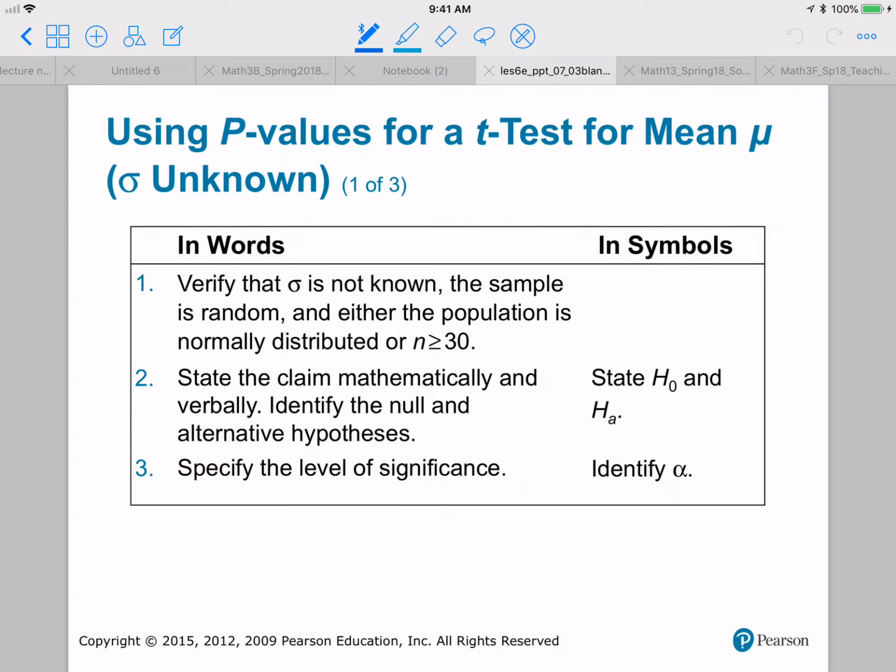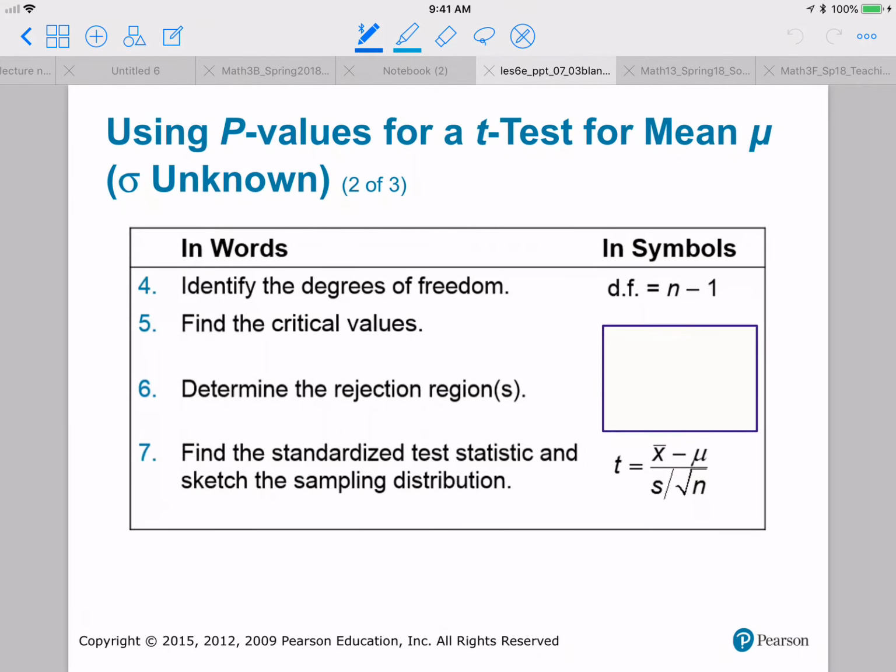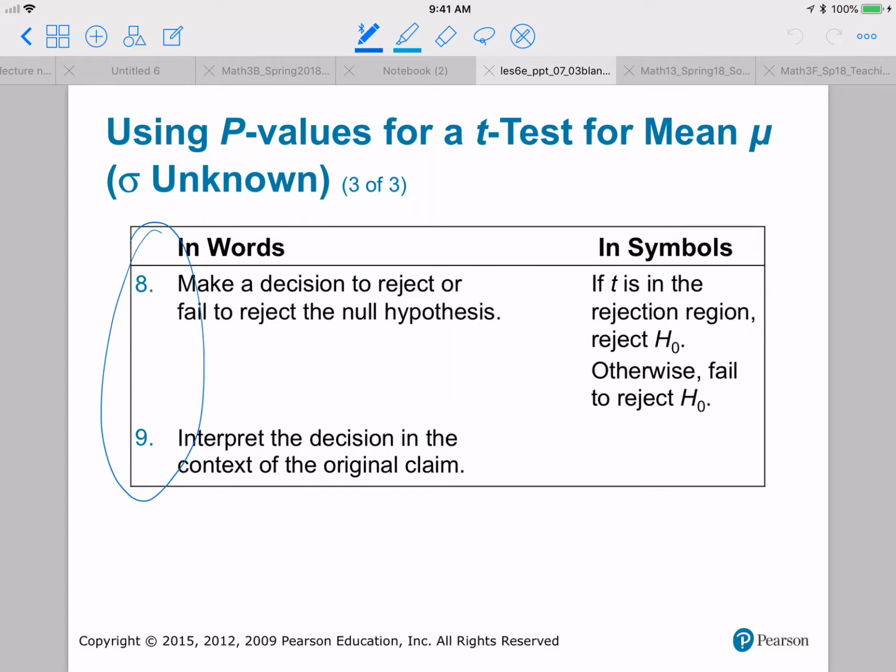Now, this is a synopsis of what I wrote before. Step 1 is to verify that you meet the requirements that you need to meet to perform the t-test. Step 2 is to get the null and alternative hypotheses. Step 3 is to identify alpha. Then step 4, where I combined steps like 4 and 5 before. And then the last two: make a decision, and then interpret the decision in the context of the original claim. All right, so we're ready. Let's do this example here.